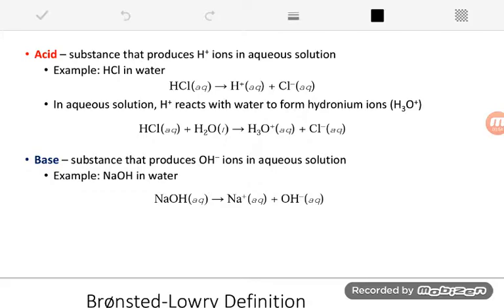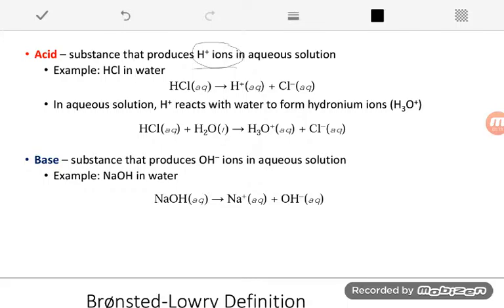So let's start with Arrhenius, which is this very simple definition of acids and bases that we learned back in 1211. An acid is a substance that produces H+ ions in aqueous solution. So we have our example here with HCl breaking apart to produce H+ and Cl-.